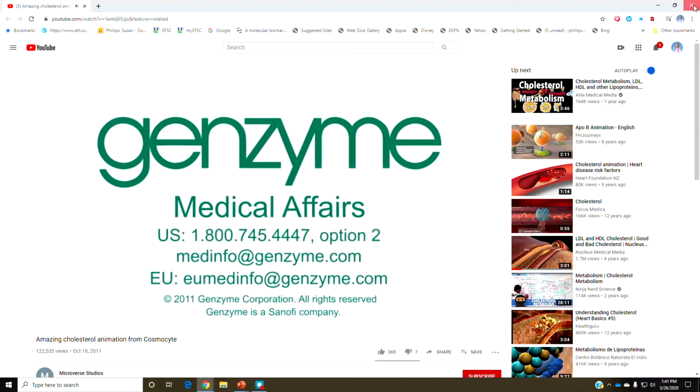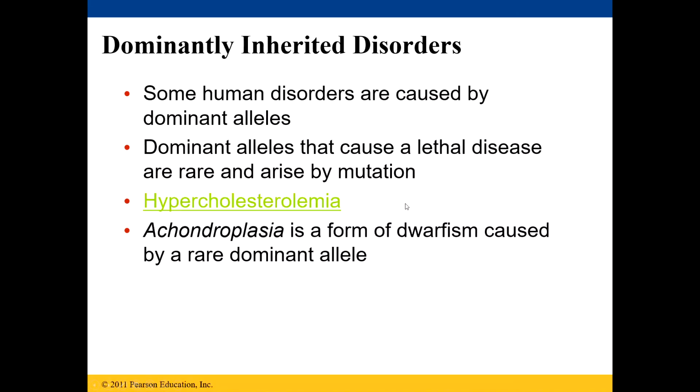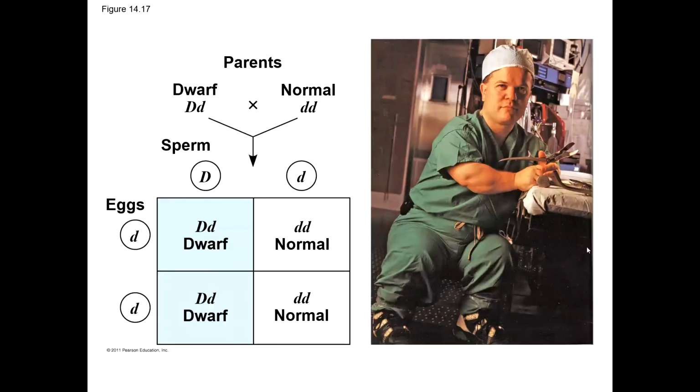So usually if you have something like that in your family, you are going to have to go on some kind of medication to control your blood levels of cholesterol. Achondroplasia is a form of dwarfism, and that is another example of a dominant disorder.